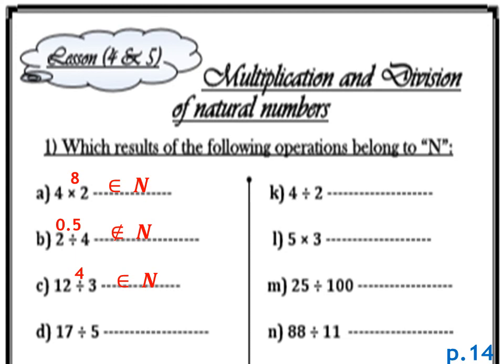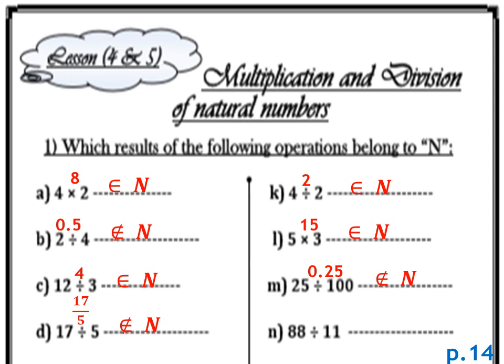In letter D, 17 divided by 5 equals 17 over 5. We are going to check it on the calculator. Here is a fraction, and any fraction doesn't belong to n. In letter K, 4 divided by 2 equals 2, which belongs to n. In letter L, 5 times 3 equals 15, and 15 belongs to n. In letter M, 25 over 100 equals 0.25 or 1 over 4. Here it is a decimal or fraction, so it doesn't belong to n.